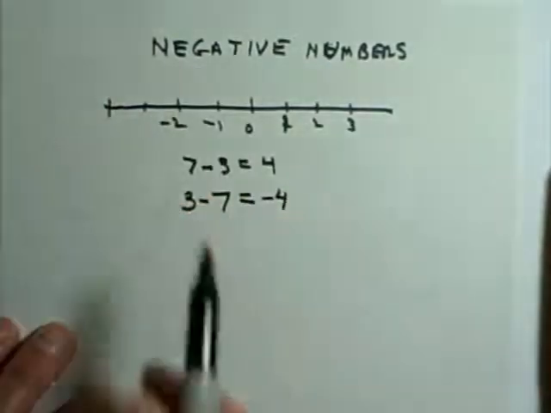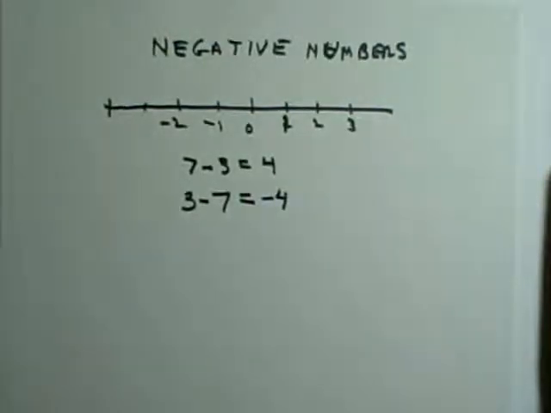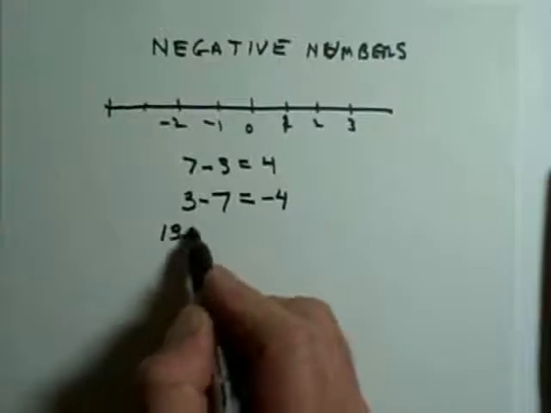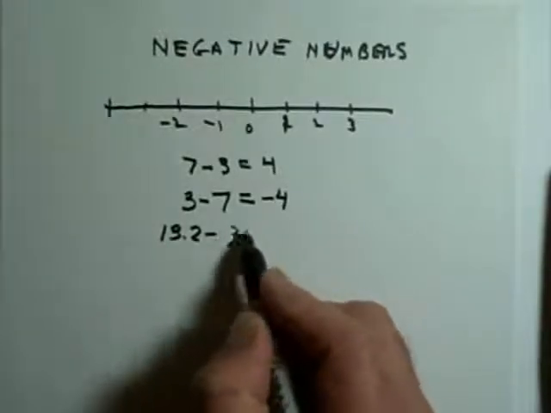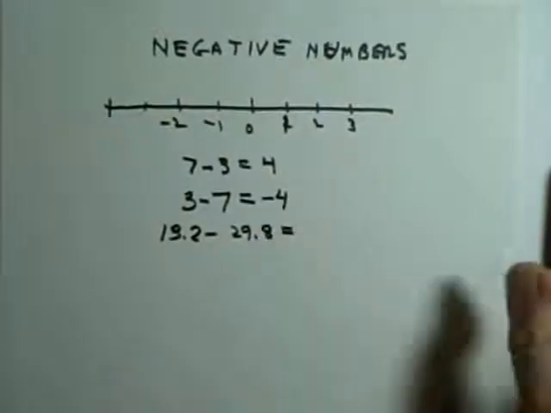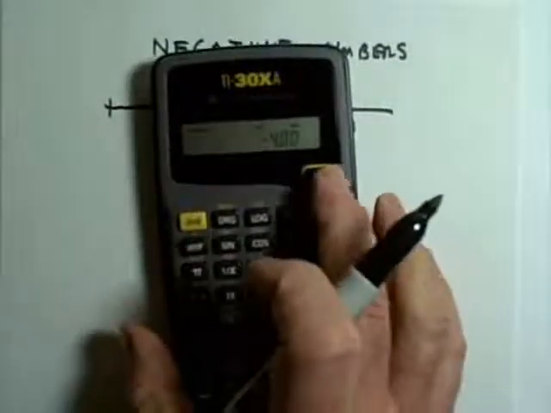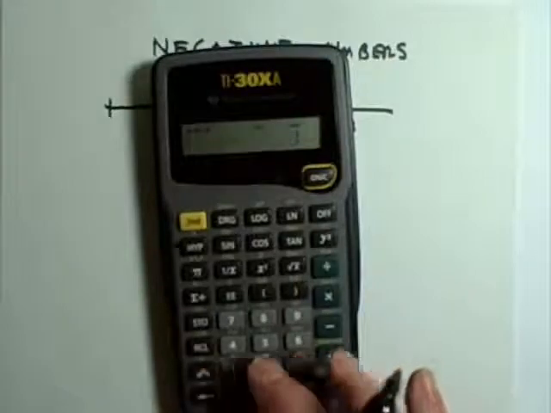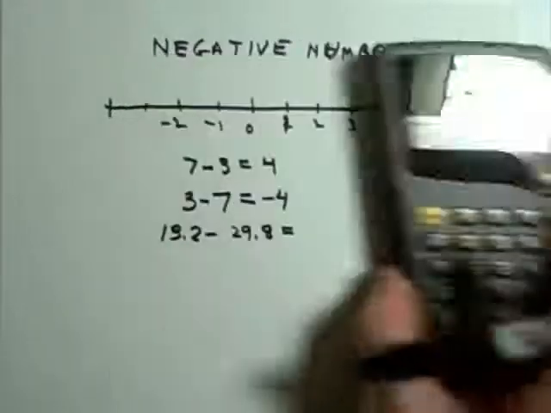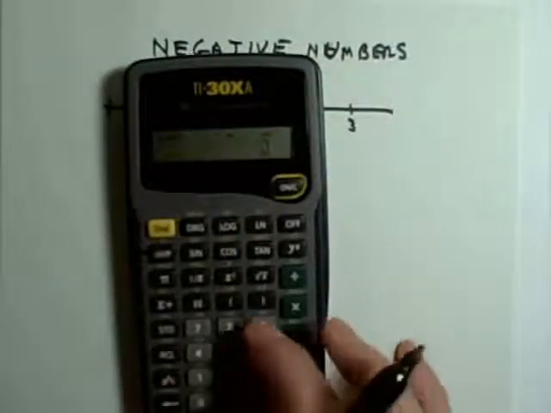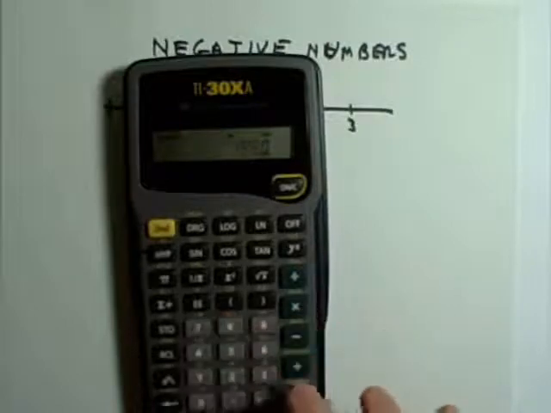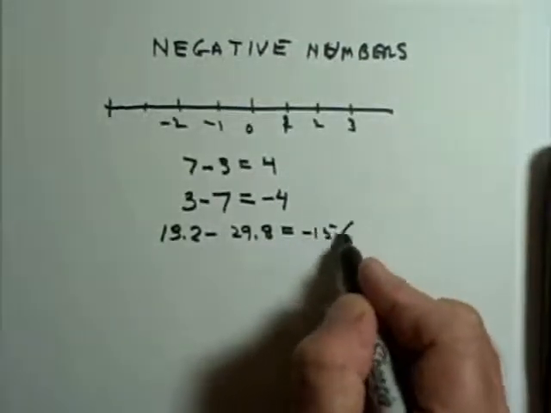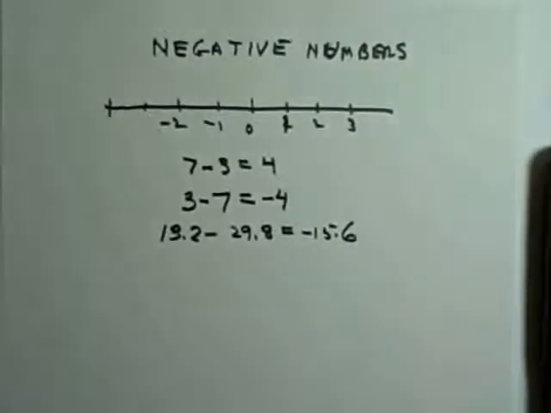And now we've gotten into the negative numbers, and that often happens when you're subtracting a larger number from a smaller one. So for example, 13.2, subtract 29.8, and what would we get? Well, let's clear the calculator. 13.2 minus 29.8 equals, and I get minus 15.6. And that's all there is to subtraction. It's just that easy.